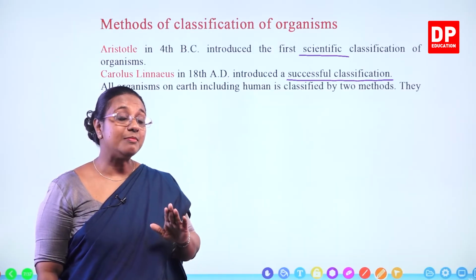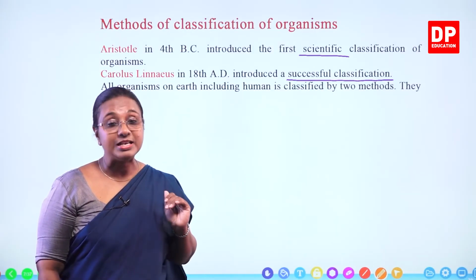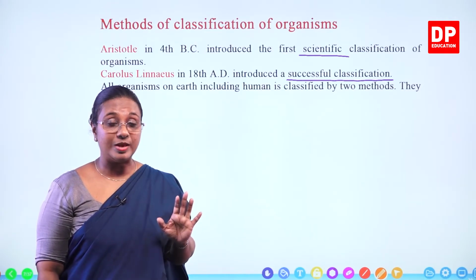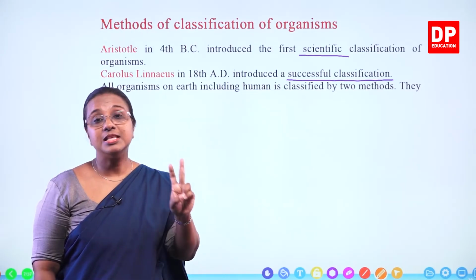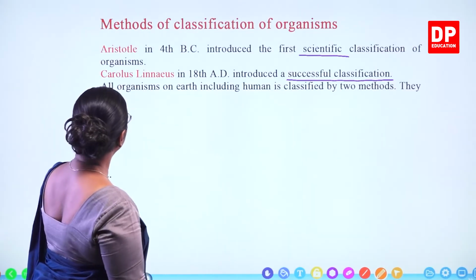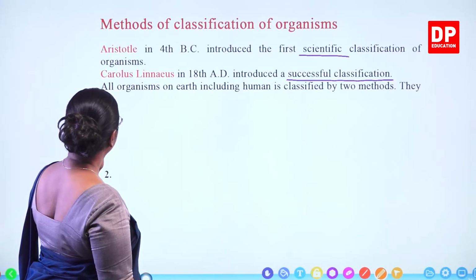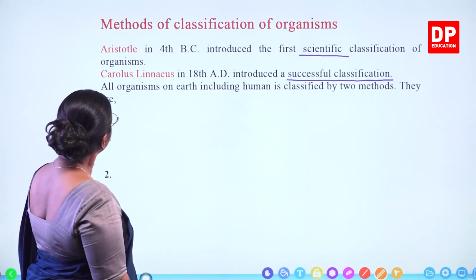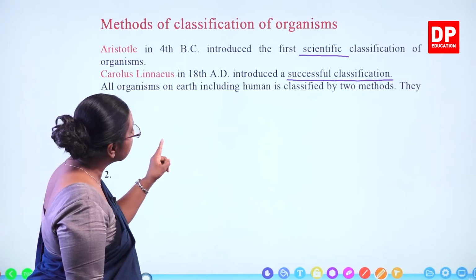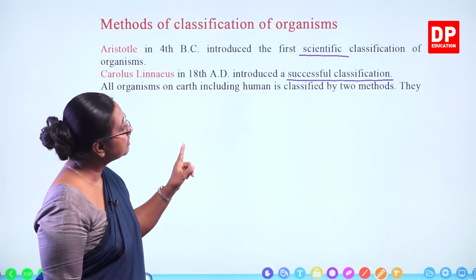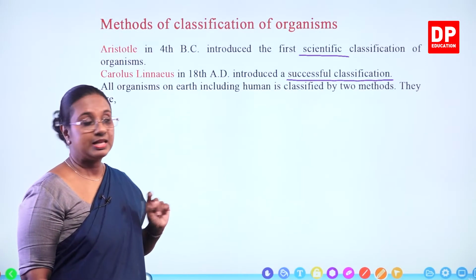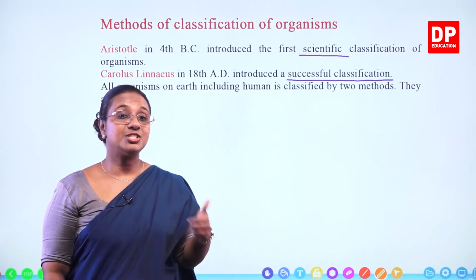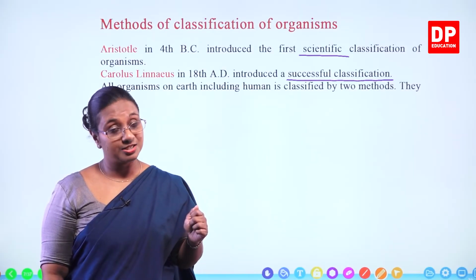And also we will remember him when we discuss nomenclature, because he is the person who introduced nomenclature as well. So you need to remember these two scientists, Aristotle and Carolus Linnaeus. And according to Carolus Linnaeus classification, all organisms on earth, including human, are classified by two methods. And those two methods are the artificial classification and the natural classification.